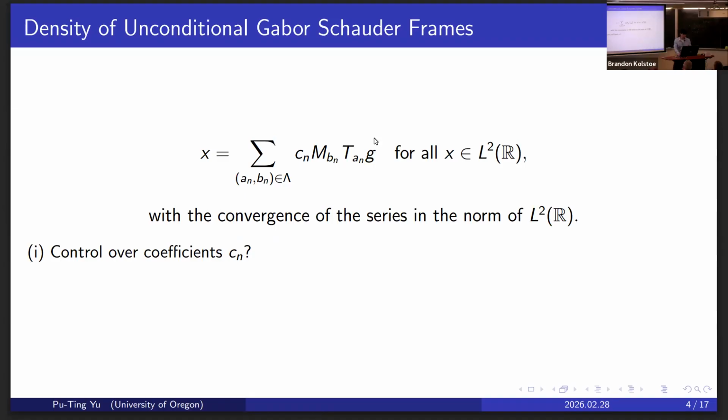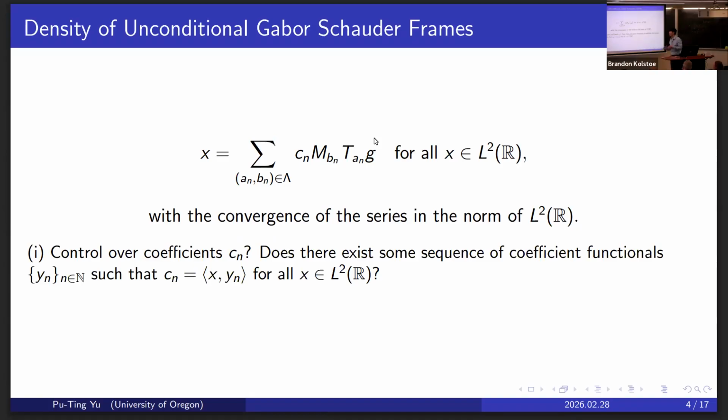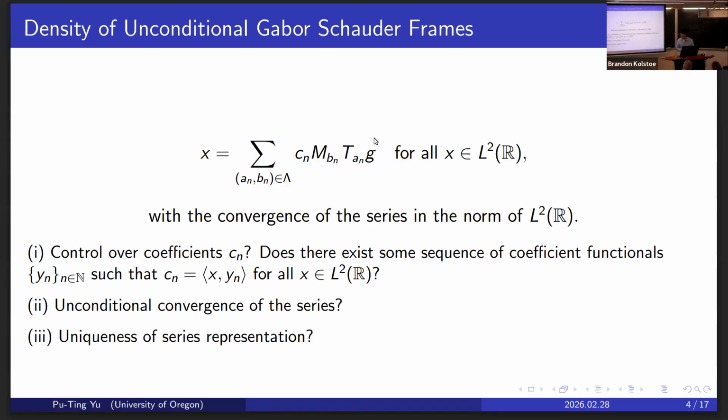So is it possible that we can find some sequence of coefficient functionals, let's say y_n, such that every c_n can be realized as the inner product of x and y_n for all x in L2(R)? And sometimes the convergence of the summation on the right-hand side of this equality might be subject to the order of the summation. That means you have to follow a certain enumeration of your sequence, otherwise you may end up with divergence. So is it possible that we can get unconditional convergence of the series in this formula? And also, under what circumstances can we have the uniqueness of the series representation on the right-hand side of this infinite series? As long as a Gabor system not only satisfies this reconstruction formula, but also one of these three properties, then I say it has a nice approximation property. Now I can reformulate my question and make it more precise.